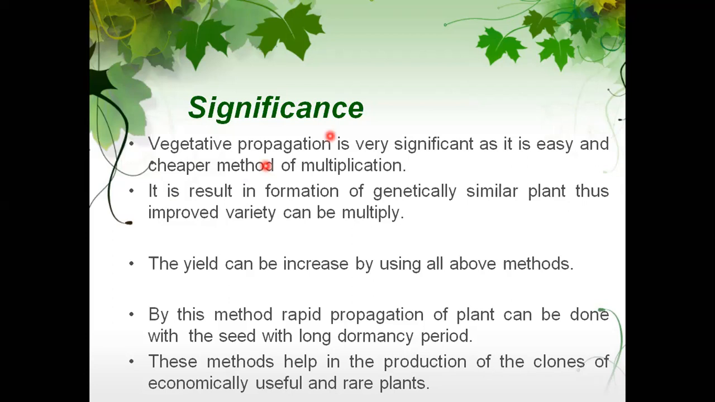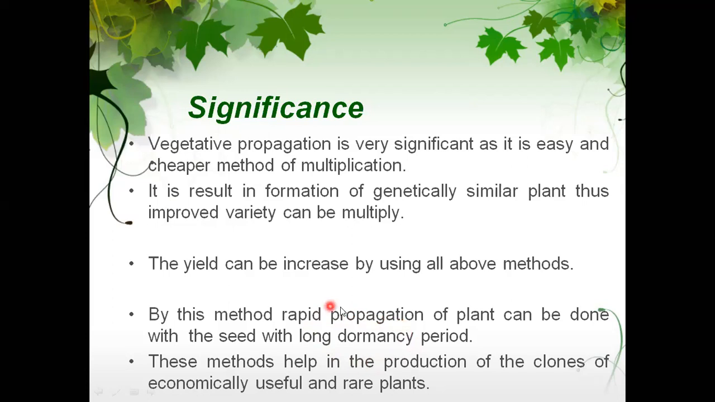Now see the significance of vegetative propagation. Vegetative propagation is very significant as it is an easy and cheaper method of multiplication. It results in genetically similar plants, thus an improved variety can be multiplied. The yield can be increased by using all the above methods, meaning by cutting, grafting, and tissue culture, we can increase our species propagation yield in a very short period. By this method, rapid propagation of plants can be done with seeds that have a long dormancy period.